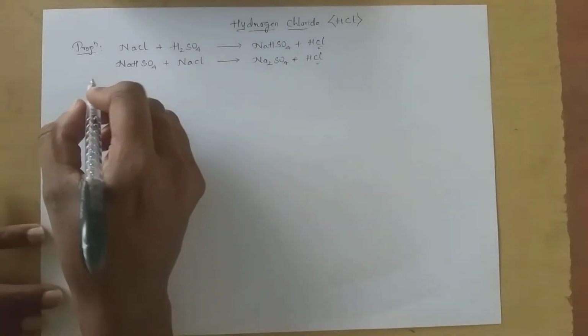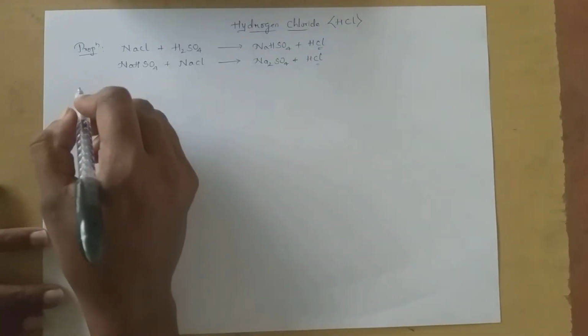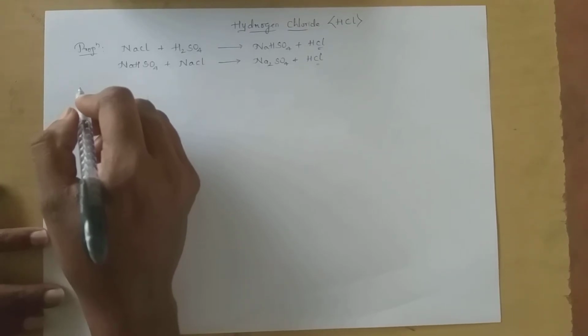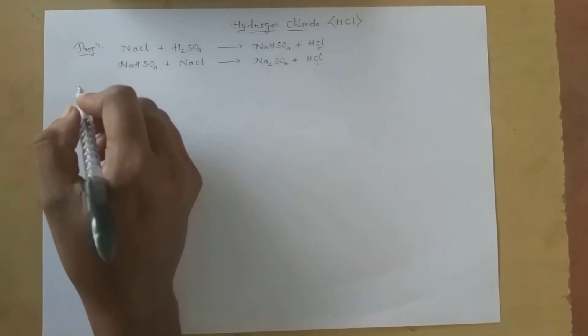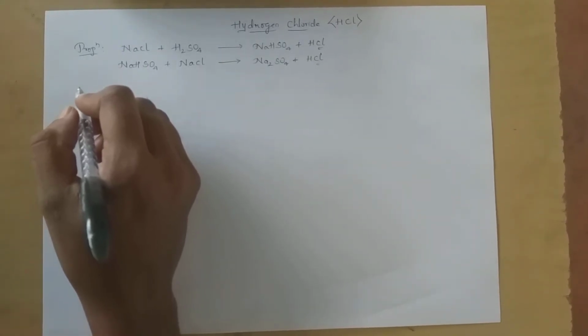Next we have properties, that is physical properties. It is a colorless and pungent smelling gas, as you are already familiar with this acid, hydrogen chloride or hydrochloric acid. It easily liquefies and its boiling point is 189 Kelvin and freezing point is 159 Kelvin. So it easily liquefies to a colorless liquid, whereas it freezes to a white crystalline solid. So this is about the physical properties.